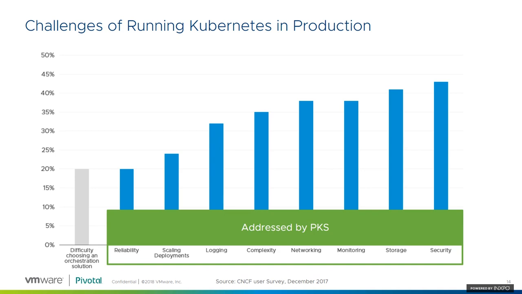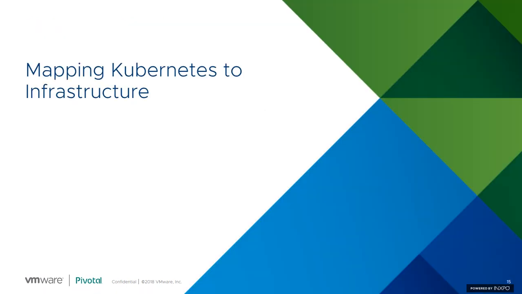We zeroed in, VMware and Pivotal. VMware is obviously very strong in the infrastructure space. We've done things in infrastructure before. Kubernetes is just a different way to consume infrastructure. So there's a lot of lessons learned that we can apply to Kubernetes space.